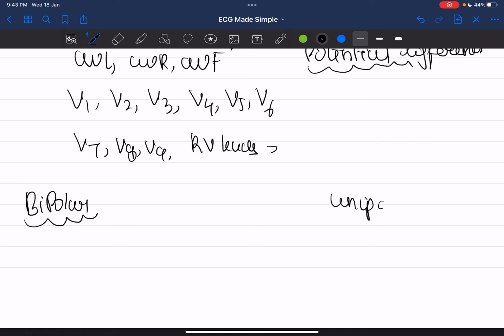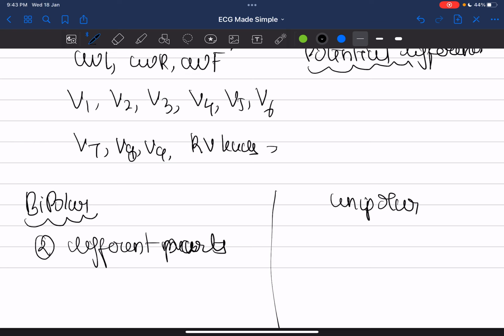Literally it is very simple. Bipolar means there are two different parts in your body. You measure the electrical activity along two different parts or two different locations. In bipolar leads, we measure at two different locations, and in unipolar, at one location. This is the difference between unipolar and bipolar.